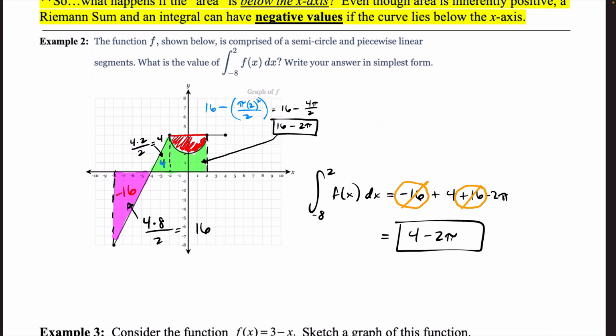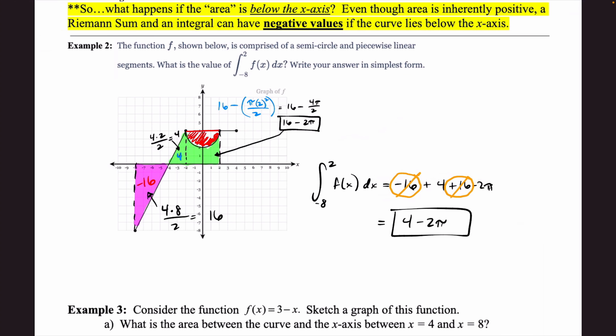Believe it or not, the first quiz that we take every year, this is the problem that's missed the most. And it has to do with the signs. Sometimes people leave this part positive 16, they forget to change it. Sometimes they get this part wrong. This is the one that's incorrect the most often. So just be careful with those.